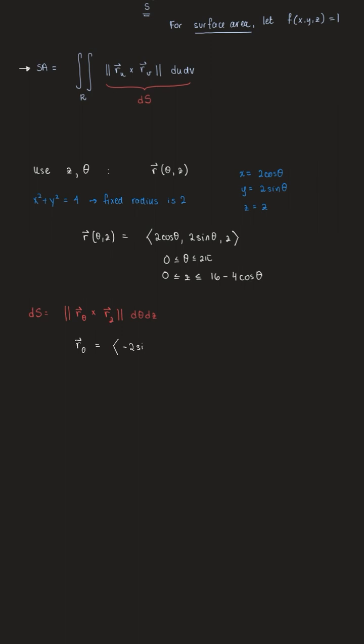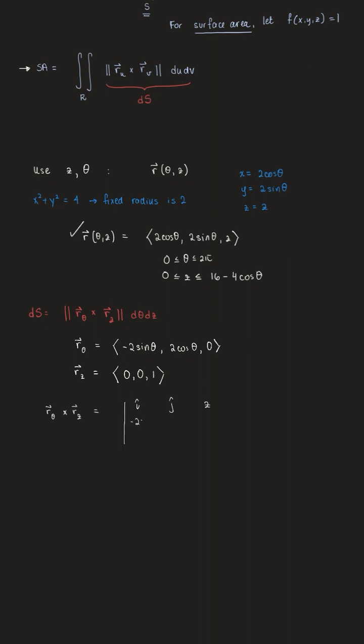Okay, so the partial of r with respect to theta is going to give us the vector negative 2 sine theta, 2 cosine theta, and 0. I'm taking the derivative with respect to theta of our vector function. The partial of z with respect to theta is 0. The partial of our vector function with respect to z, well, we'll have 0, 0, 1, because the x and y are solely defined with respect to theta. Okay. Let's find the cross product.